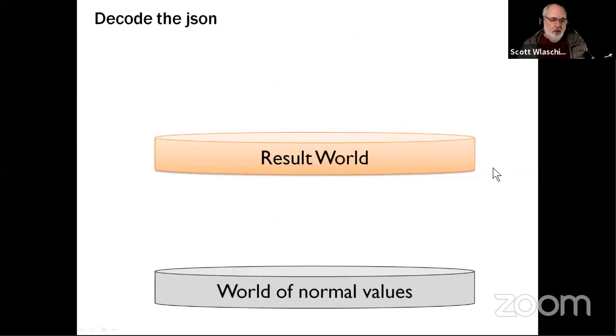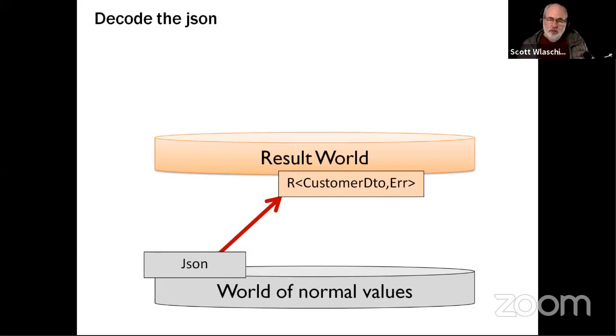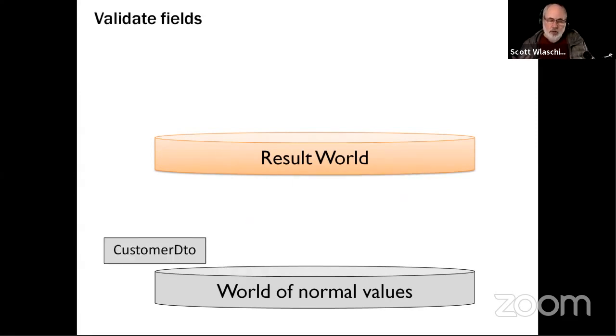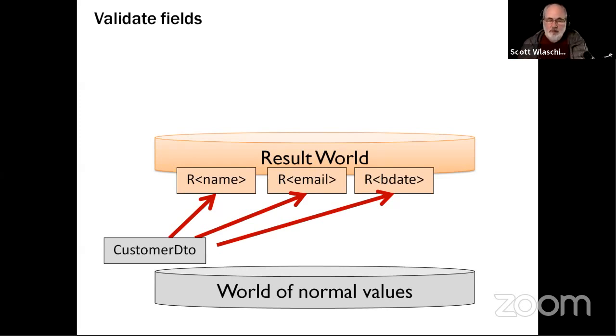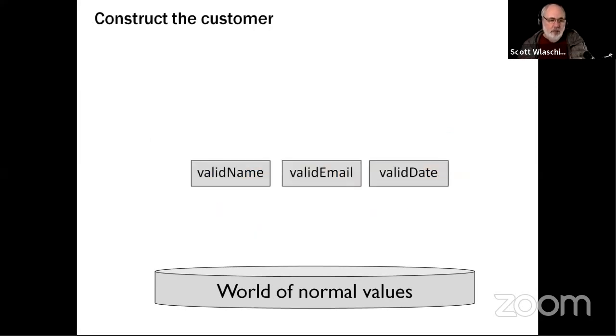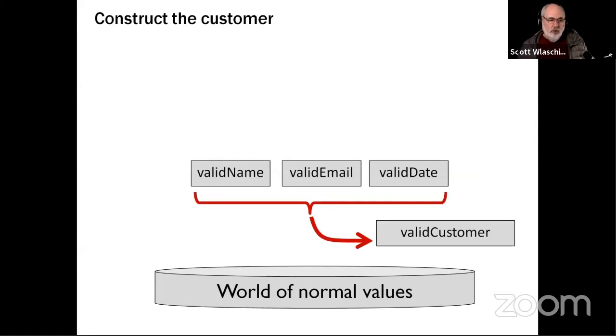Okay. Now, when we decode the JSON, we start off with a JSON, which is a string. And then after we've decoded it, we have a customer DTO, except it might fail. It might be invalid JSON. So we're going to say that's a result as well. It might either succeed or it might have a failure. So we're going to use a result for that. When we take the customer DTO and we validate it, well, we can validate the individual pieces. We can say, is it a valid name? Yes or no. Is it a valid email? Yes or no. Is it a valid birthday? Whatever. All these different pieces. Now, each one of these pieces might fail. So we're going to use a result for those.